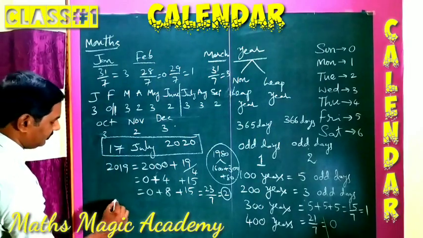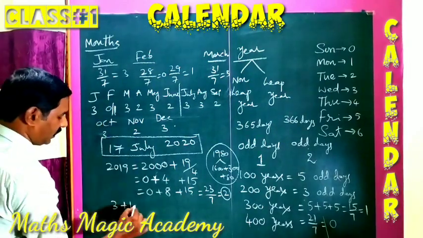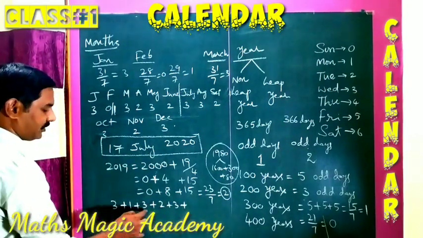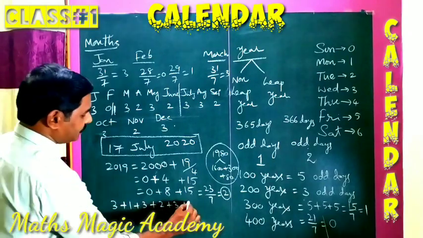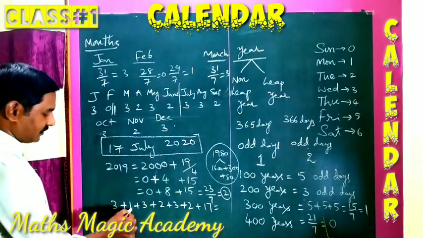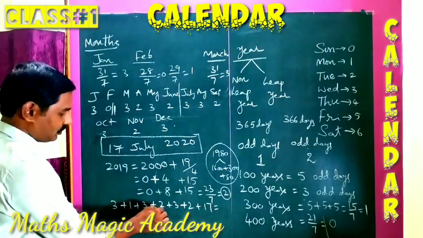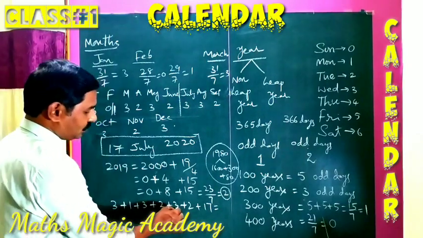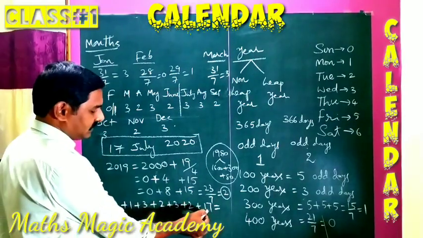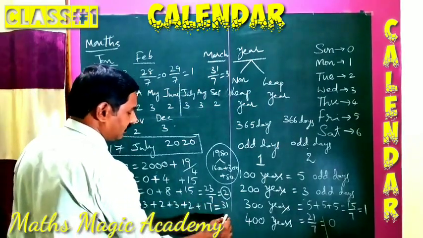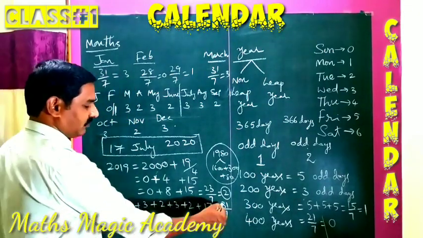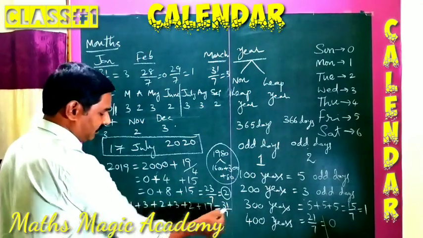So like that here 3 plus 1 plus 3 plus 2 plus 3. So January, February, March, April, May and June and July will be 17. Okay, like this we have to take. 3 plus 1 4, 4 plus 3 7, 7 plus 2 9, 9 plus 3 12, 12 plus 2 14 and 14 plus 17, that is 31. So this 31 by 7. 31 by 7 is how much? 7 4s are 28. So the remainder will be 3.